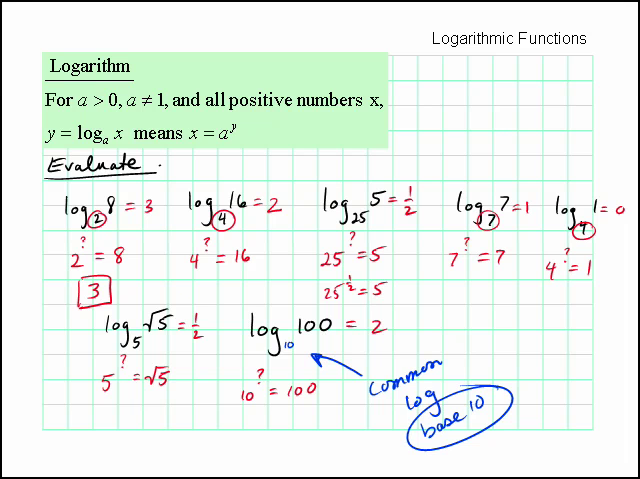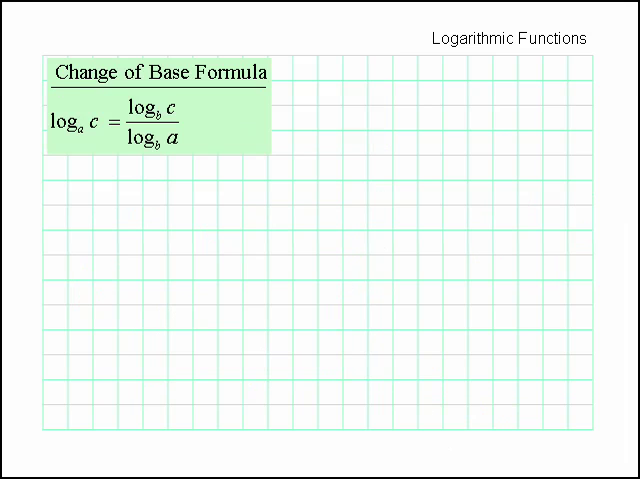Okay, let's do a few more here. Log base 10 of 1/10. Oh, well, if I don't write the base in, we know that that's a common log, and so the base would be 10. So this one is asking 10 to what exponent gives me 1/10. And the exponent that would do that would be -1. 10 to the -1 is 1/10. So this equals -1.